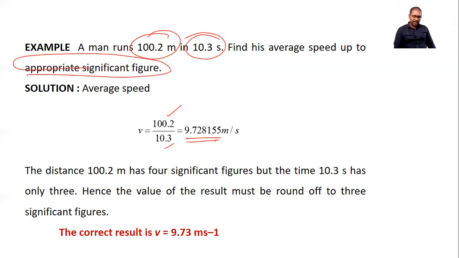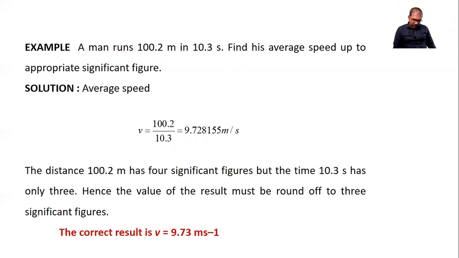Now the least accurate quantity is 10.3, which has three significant figures. So the answer must have three significant figures, and we have to keep that much. That means we have to drop this 8. The number we have to drop is greater than 5, so the preceding number we have to increase by 1. This is the rule of rounding up. So this 2 we increase by 1, and the final answer is 9.73, with the correct significant figures.